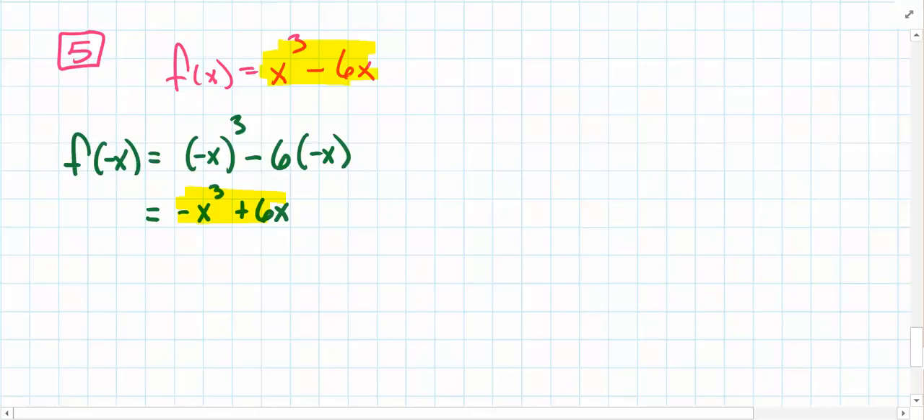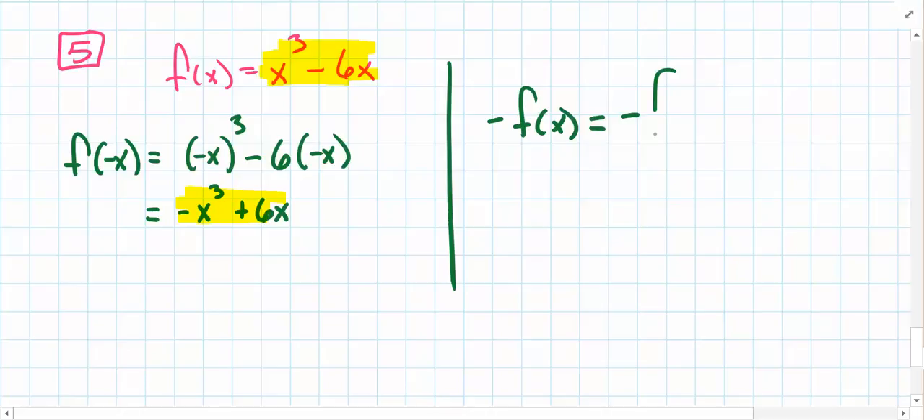Do you always plug in just any negative number? I plug in f of negative x to check. I always check f of negative x and the negative of f of x. So let's talk about what the negative of f of x is. That literally means the opposite of f of x: x cubed minus 6x. The minus sign is on the outside, right? So I want the opposite. Go ahead and simplify that. That's negative x to the 3rd plus 6x.